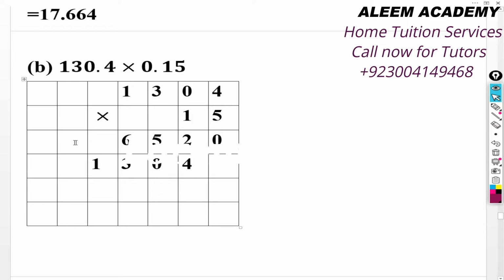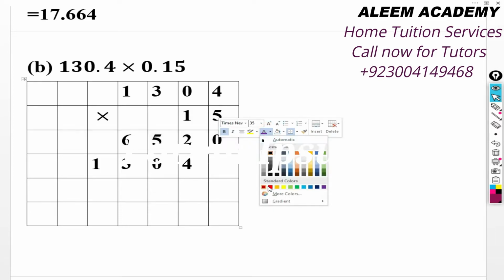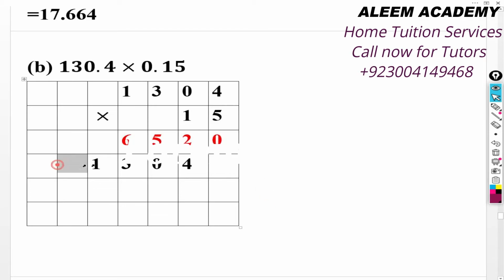Okay, now these are the answers, so we are giving them a different color. These are the answers of multiplication, and now we have to add them. So over here we can write the operation of addition.